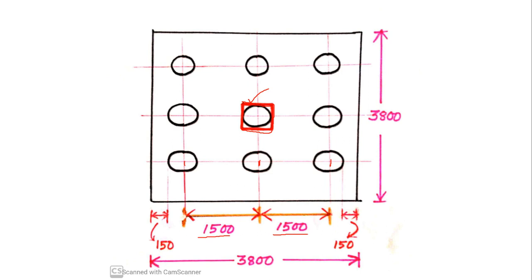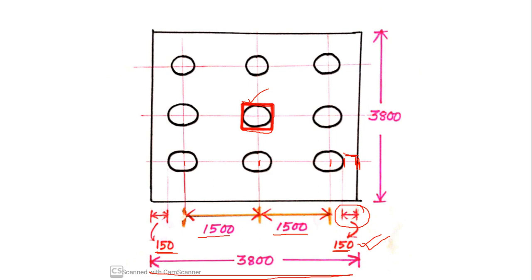Now look carefully. From the edge of the pile to the edge of the pile cap, this distance is actually known as overhanging distance. And the minimum overhanging distance as per IS code is 150 millimeters. So you can see I have written that the minimum overhanging distance is 150 millimeters. So this is applicable to both the sides. On the right hand side I have got 150, similarly on the left hand side also I have got 150 millimeters. So now if you add all the lengths, you will be getting the total length coming out to be 3800 millimeters.